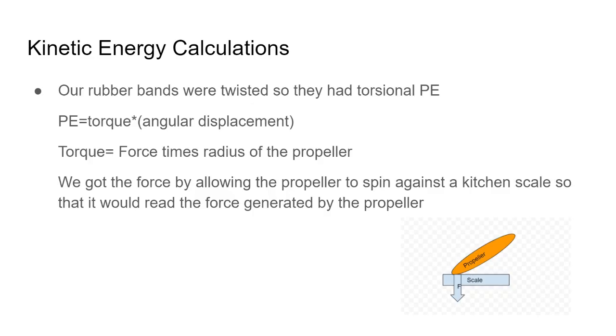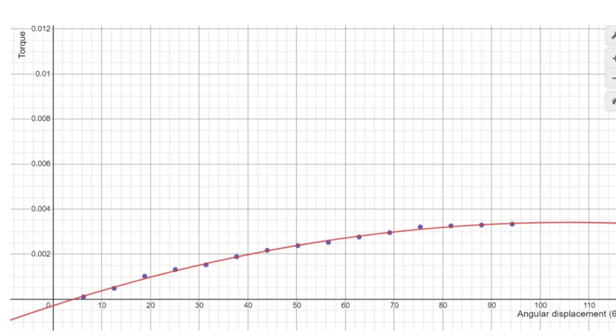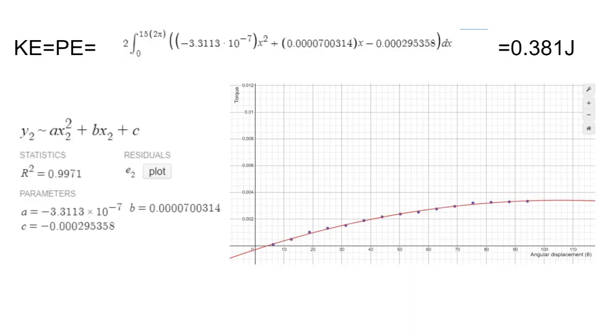So this is how we calculate our kinetic energy, potential energy. So essentially, we knew that our potential and kinetic energy would be equal to torque, and our torque would be equal to force times the radius of the propeller. So we got the force by allowing the propeller to spin against the scale, and then the scale would essentially read the force of the propeller. Once we found that, we could find the torque as we knew the radius of the propeller, and after that, to find the energy, we just essentially integrated torque with respect to angular displacement. And because we had two propellers, we multiplied our integral by 2 and got around 0.381 joules for both the potential and theoretical kinetic energy.